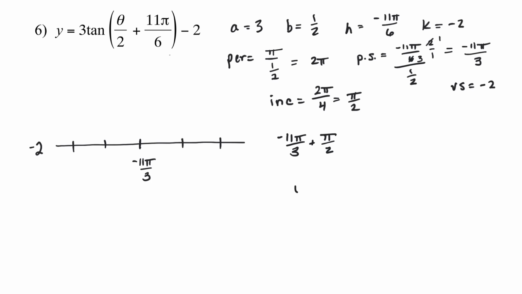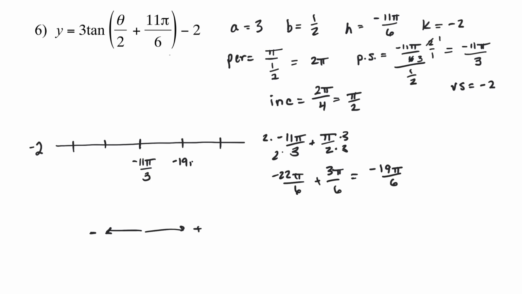So we're going to convert this into sixths for both of them, because that's going to be my common denominator here. Multiply that one by 2. This is going to be negative 22 pi over 6 and 3 pi over 6. When we go this direction, we're going to be adding. When we're going this direction, we're always going to be subtracting. It's just a number line, and that's how you move along the number line. So negative 22 pi over 6 plus 3 pi over 6 is going to get us negative 19 pi over 6. So we're going to put negative 19 pi over 6 here.